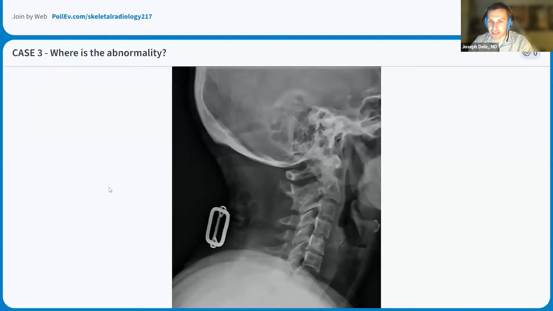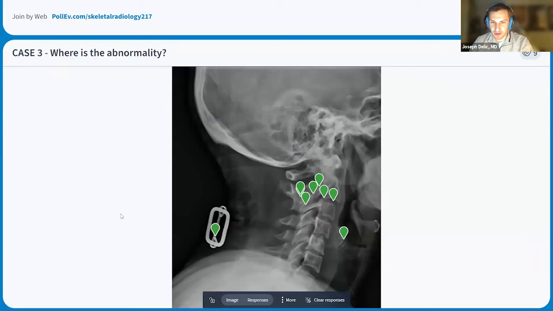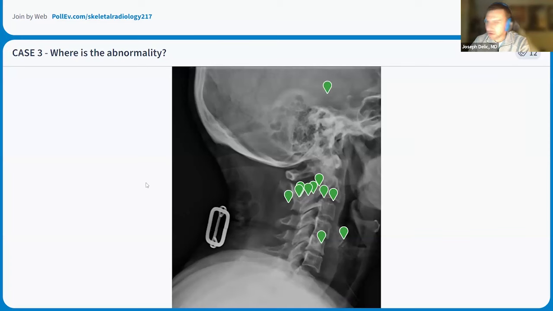All right, next case. Where is the abnormality? I like these because you have the brave people coming through. All right. So somebody marked back here, this metallic object that's going to be external to the patient. We have a lot clustered here in that upper cervical spine. Okay, and so what are we seeing here?